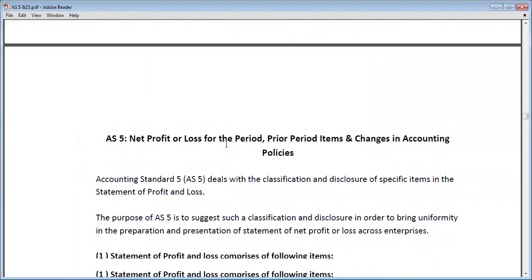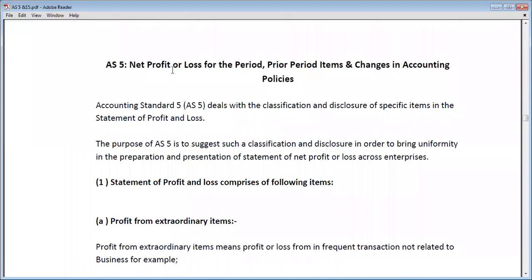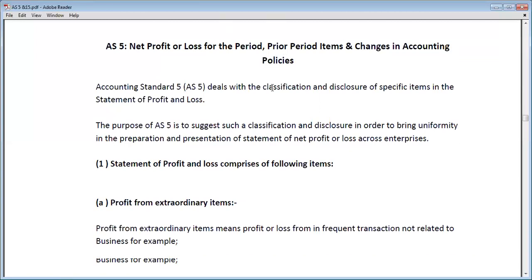The name of Accounting Standard 5 is net profit or loss for the period, prior period items, and changes in accounting policy. So there are three terms that we have to understand in the name of the Accounting Standard. First is net profit or loss for the period. Second is prior period items, and third is changes in accounting policy. So we will discuss these three terms and see the accounting treatment of these three terms. What are the accounting rules to record these three terms? Okay, so let's move on.